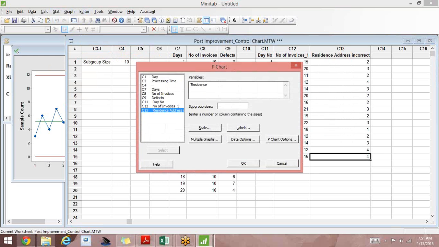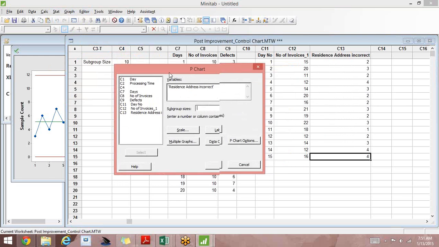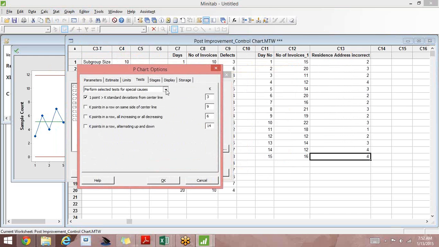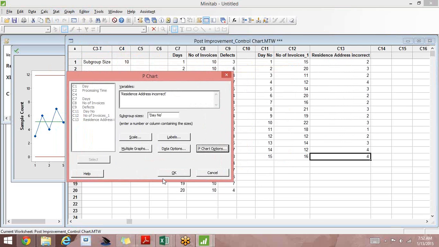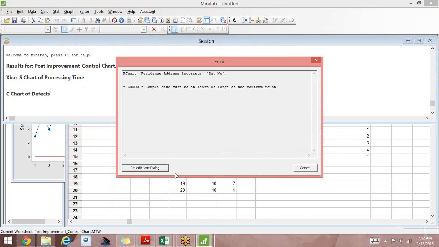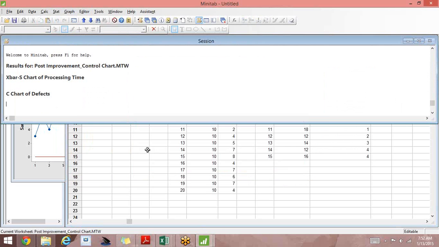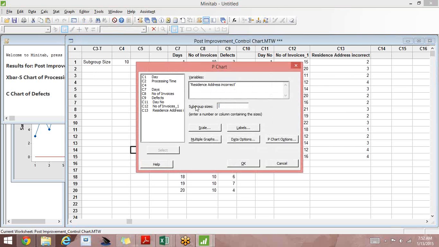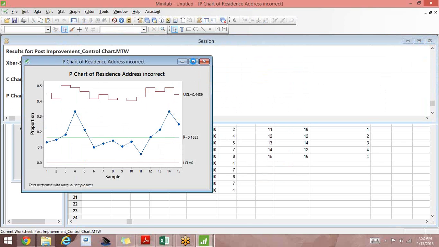I just select the residence address incorrect. Sample or subgroup size. What is a subgroup size? Day number. Now let me select the P chart options. Test. Let me select everything and okay. Got it. I was expecting this. One second. Yep. Now I got it.